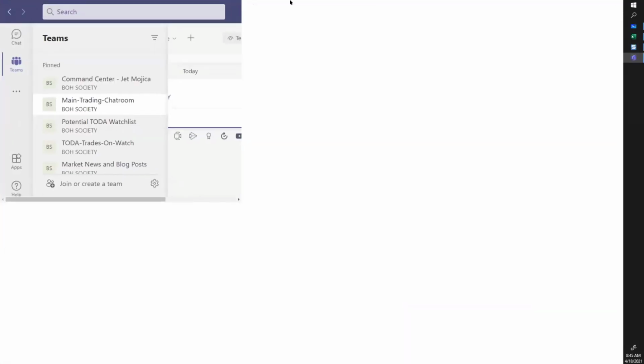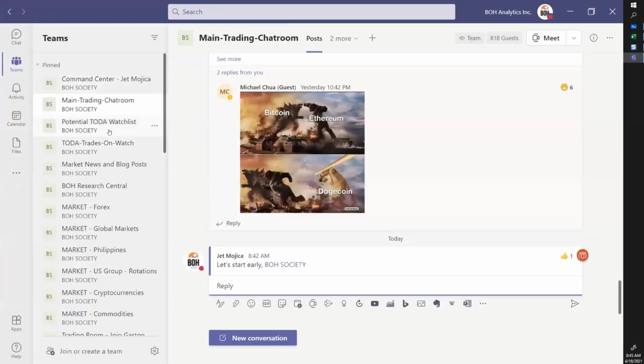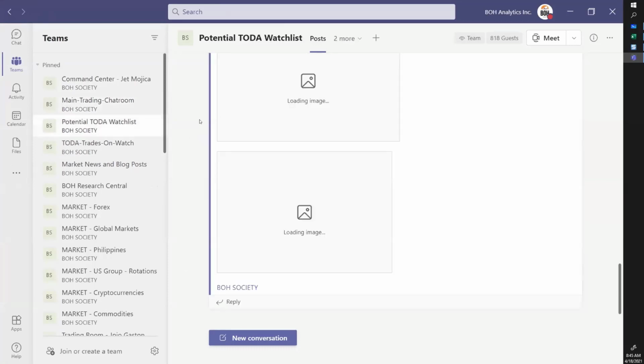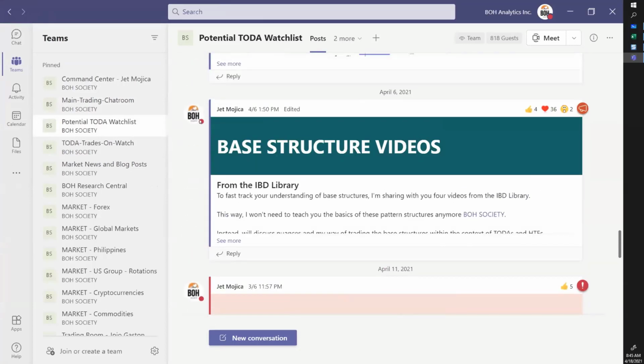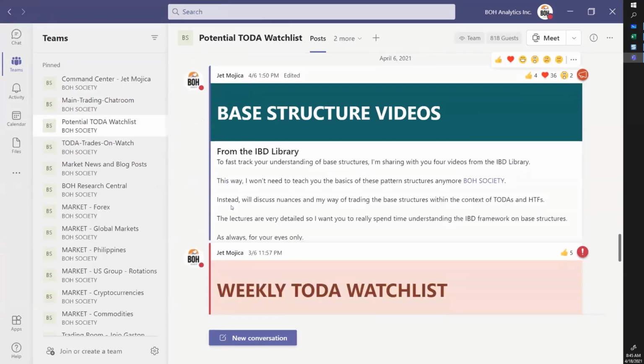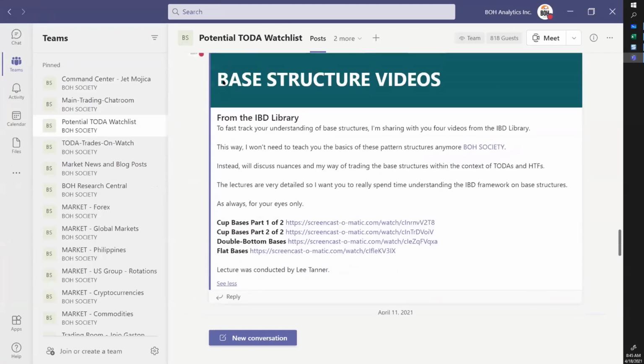Now, in case you missed it, punta kayo dun sa Toda watchlist channel natin. I posted several materials on base structures. The first one here is our videos from the IBD library. So it basically discusses how IBD or how William O'Neill thinks about cup bases, double bottom bases, flat bases, which all form part of yung category on base structures. So pakipanood kung hindi nyo pa napapanood.